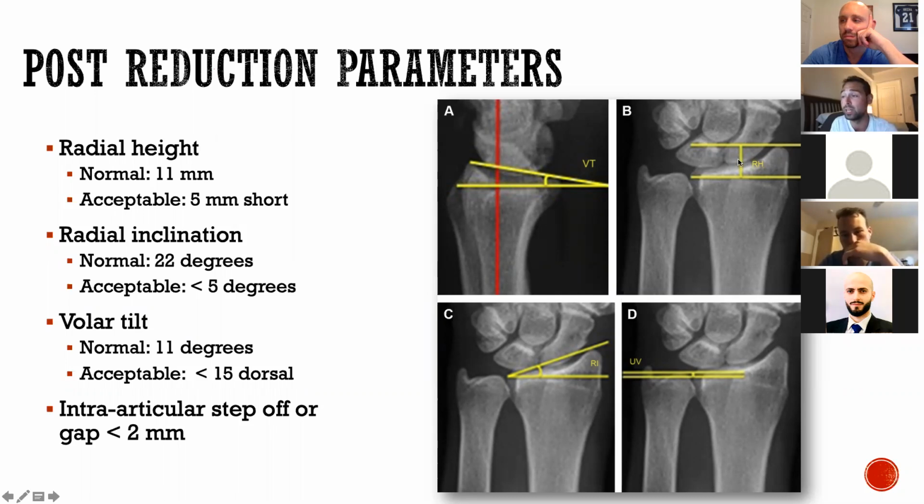There's obviously a little bit of variation. And what is acceptable? Post-reduction, 5 millimeters shortened. And how do you know that? Well, you can compare the other side.